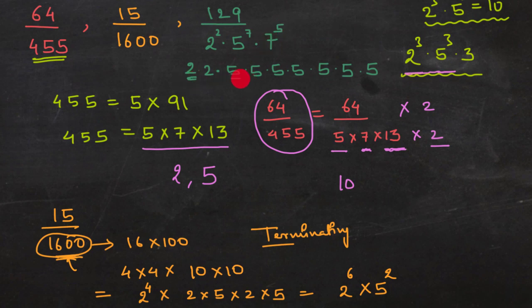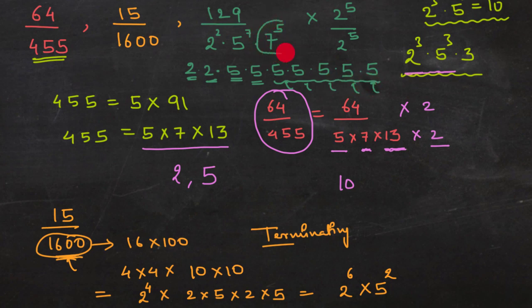So this 2 and this 5 would combine and give me a 10. This 2 and this 5 would combine and give me a 10. We would be left with five 5's. So we can multiply this numerator and denominator with five 2's, that is 2 to the power 5, and each of these 2's will combine with each of these 5's to give us 10 and a power of 10.